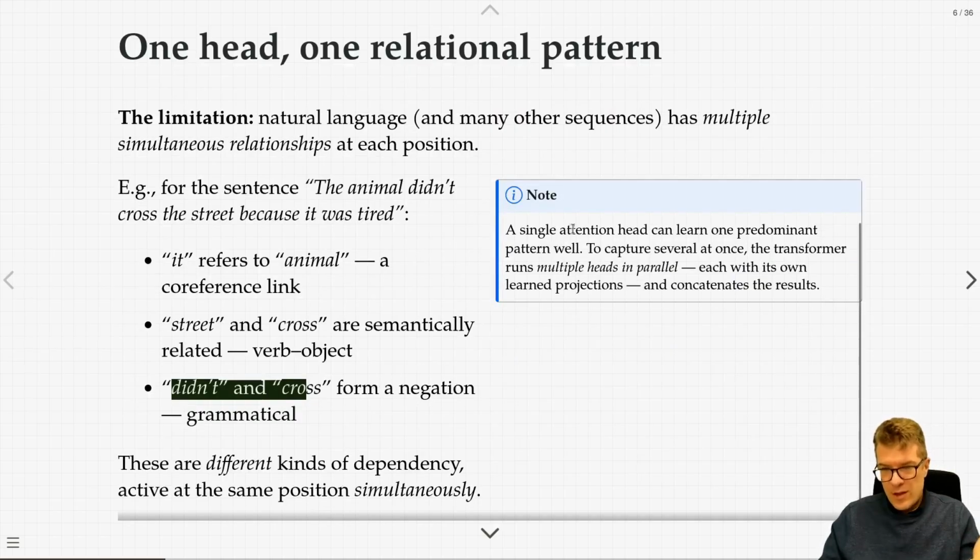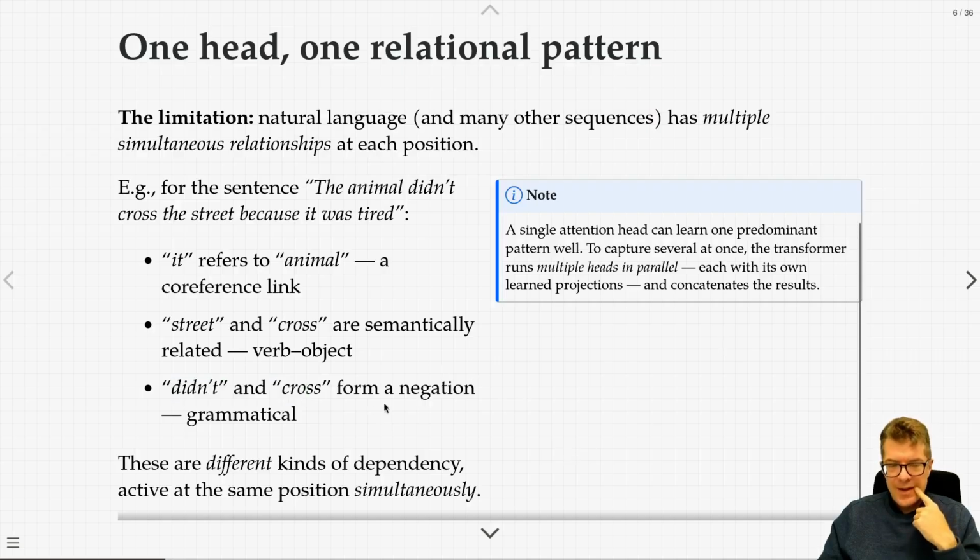So to put it another way, a single attention head can learn one main pattern very well. At least that's what we're saying right now. But if we want to capture several things at once, then we should have multiple heads. Instead of having one attention mechanism, we should have multiple running at the same time in parallel, and each of them is going to have its own learned projections and concatenate the results.